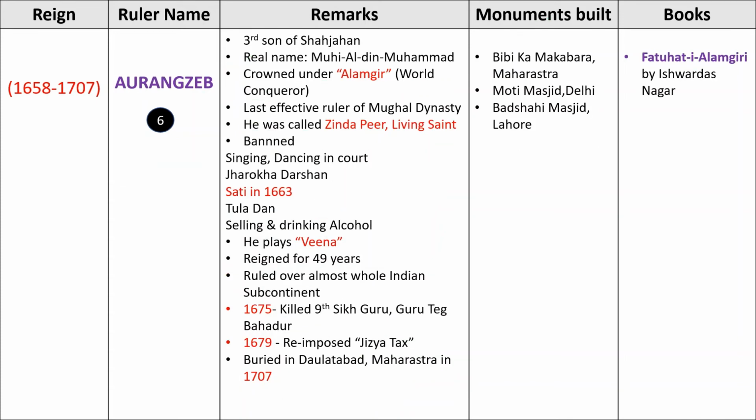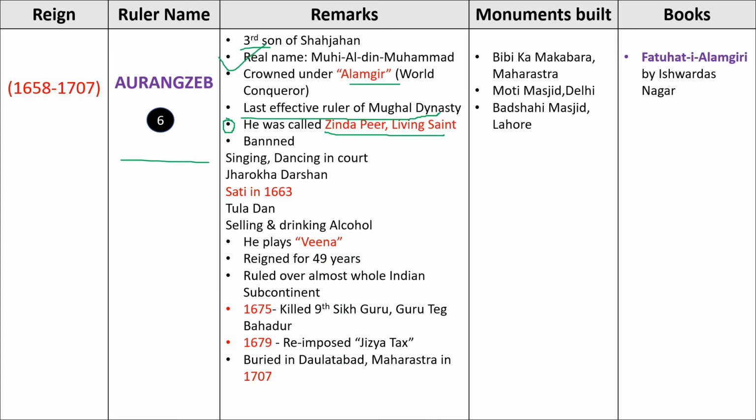Then after the death of Shah Jahan, his son Aurangzeb came to the throne. He was the third son of Shah Jahan. His real name was Muhi-ud-Din Muhammad. He crowned himself as Alamgir, that is world conqueror. He was the last effective ruler of the Mughal dynasty. He was called Zinda Pir, that is living saint. This is an important question.